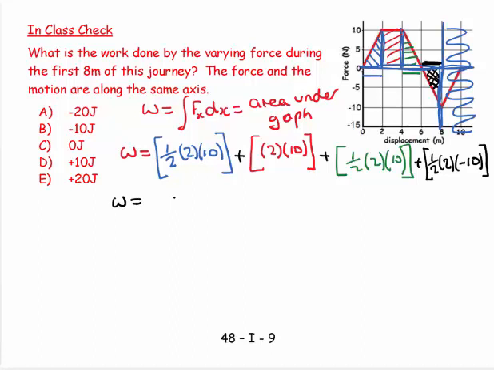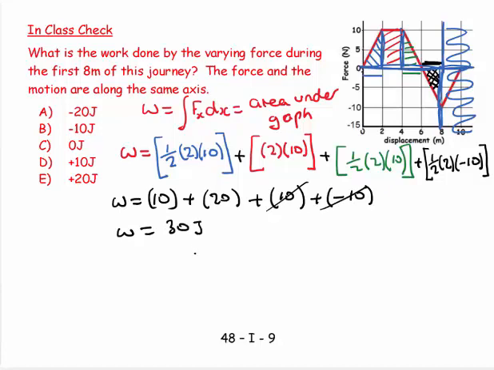So my work is equal to 10 added to 20 added to, well, let's have a look at this. This is going to be a half times 2 times 10. That's going to be 10 added to minus 10. So work is equal to, that cancels with that, 30 joules. 30 joules is not up here. Shame on me. It should be plus 30 joules. My object that the force has acted on has overall, in this first 8 meters of displacement, an increase in its mechanical energy. So there we go.